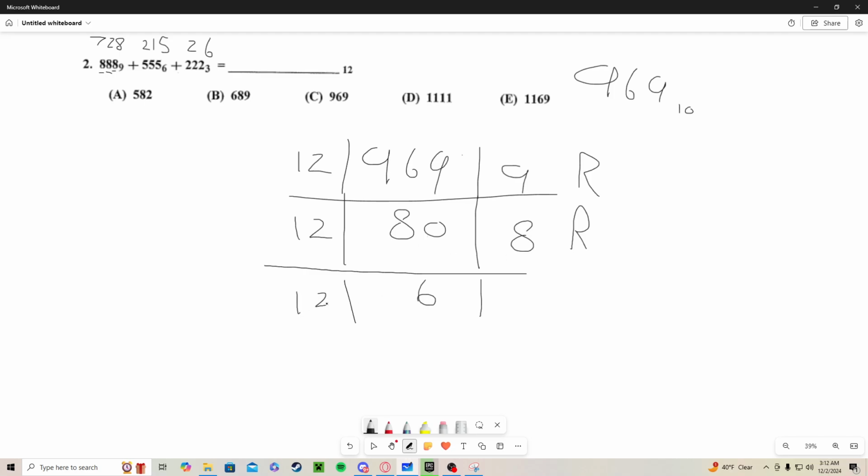And then once we get far down enough to where you can't divide it anymore, so you can't multiply 12 into 6 and get a whole number, you just move the 6 over, and that's your remainder. And then you would read this number going upwards, so your number would be 6, 8, 9, which is how we get the answer.